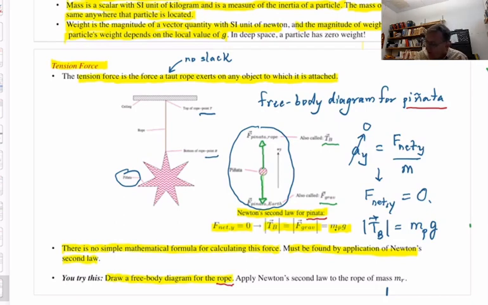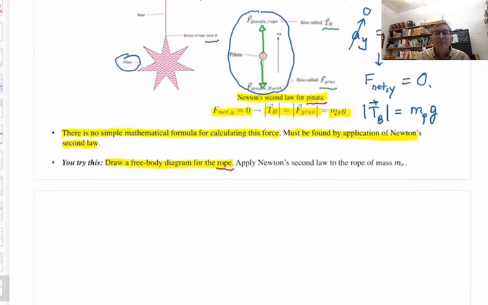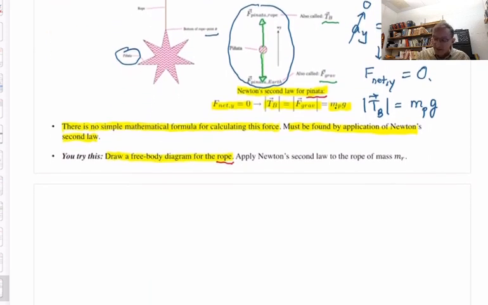Okay, welcome back. I really hope you tried this, because this is the only way you'll be able to learn how to do this, is by practicing. I'm now going to draw my version of the free body diagram for the rope. Let me get myself some space. Okay, that should be enough room for now.